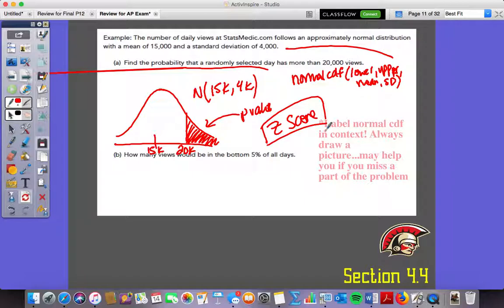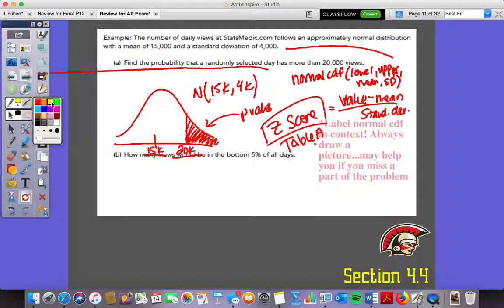But if you did the z-score, this would be my value minus mean over standard deviation. Okay, so make sure. Then you would go to table A. And what is the value again? Value would be 20K minus my mean divided by my 4,000. So the value is the value that they're asking for, which is 20,000. Correct.